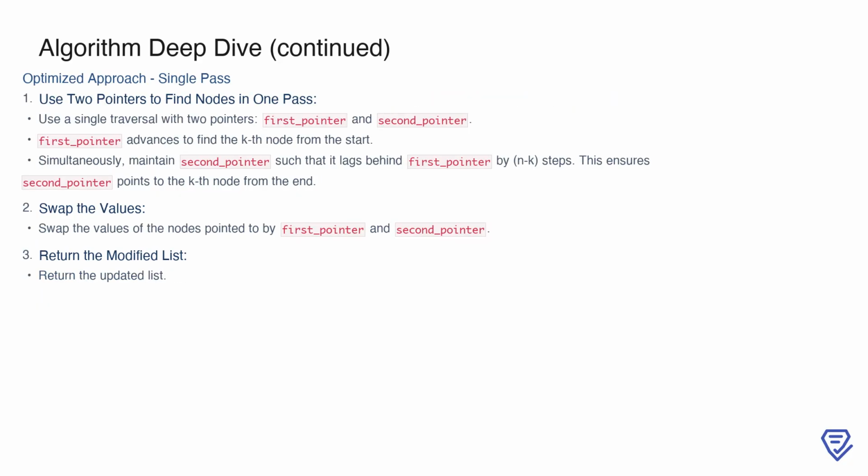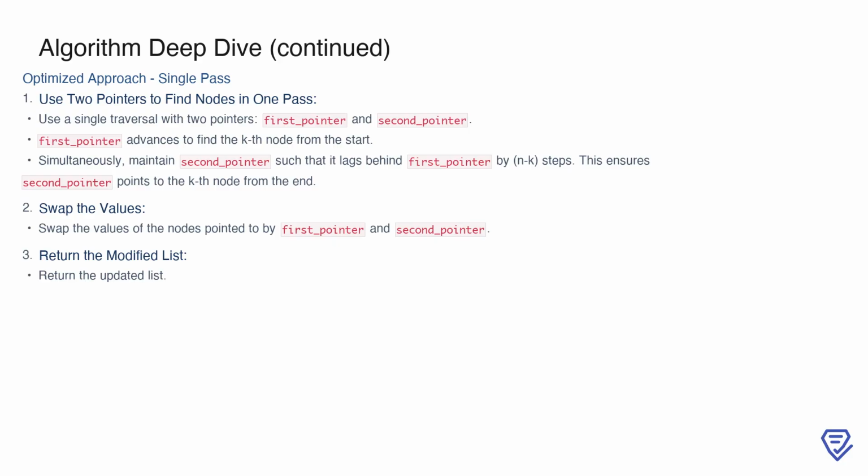To improve efficiency, we can solve this problem in a single pass using a two-pointer technique. This optimized approach eliminates the need for a separate traversal to find the length of the list. We use two pointers, first_pointer to locate the kth node from the start, and second_pointer to locate the kth node from the end, but with a twist.